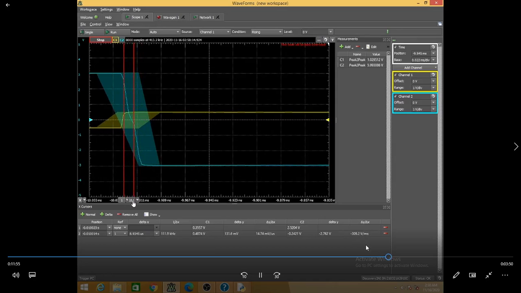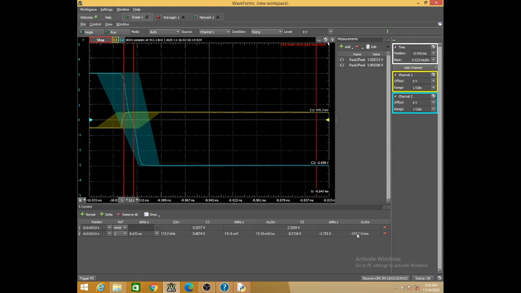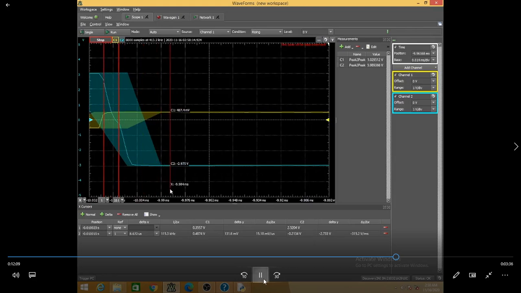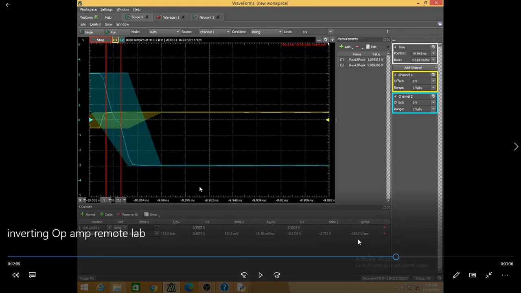The last column actually gives the slew rate. Del y by del x. Can you see it is 315 volt per millisecond? Forget about that minus sign. 315.2 volt per microsecond. Forget about that negative sign.